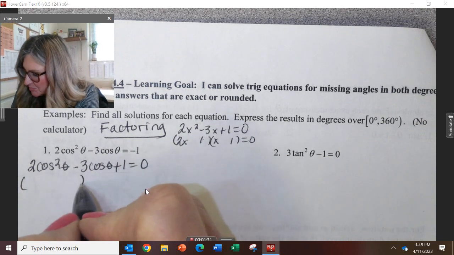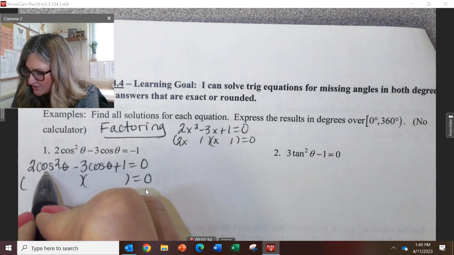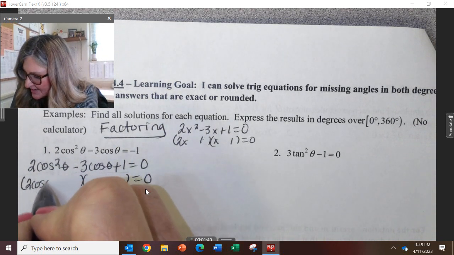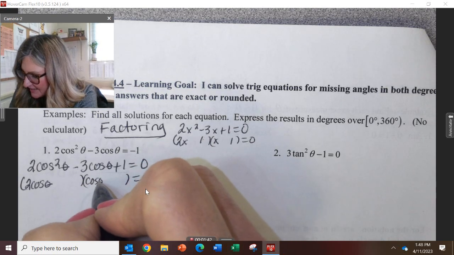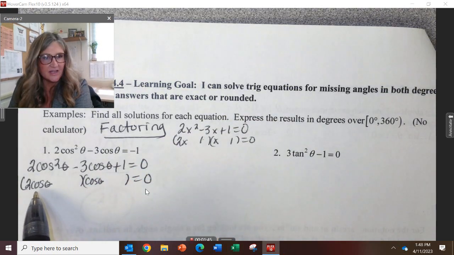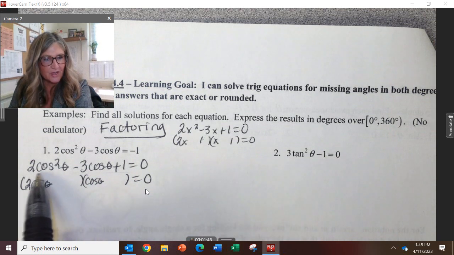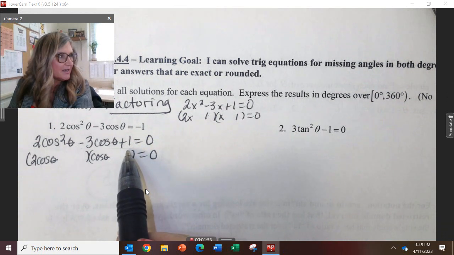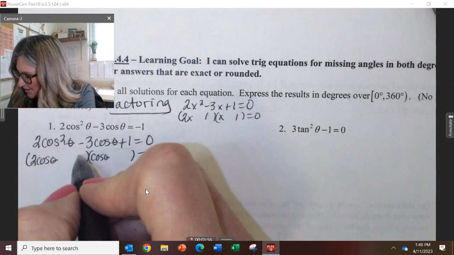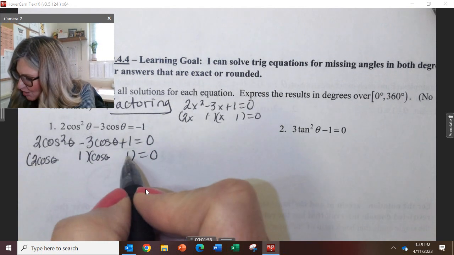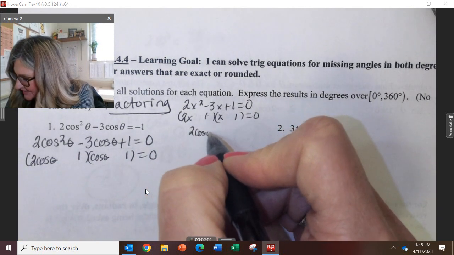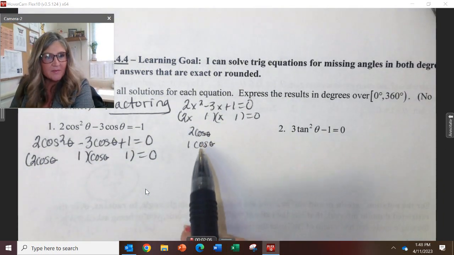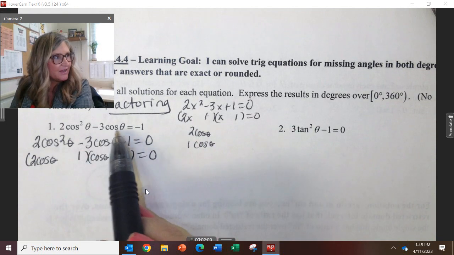So I'm going to set up my double parentheses. I look here first. To get 2 cosine squared theta, I need 2 cosine theta times cosine theta. 2 cosine theta times cosine theta, that's 2 cosine squared theta like we need. Now I look here. What are numbers that multiply to be 1? So 1 and 1. When I check the outers, I get the 2 cosine theta. When I check the inners, I get a 1 cosine theta.